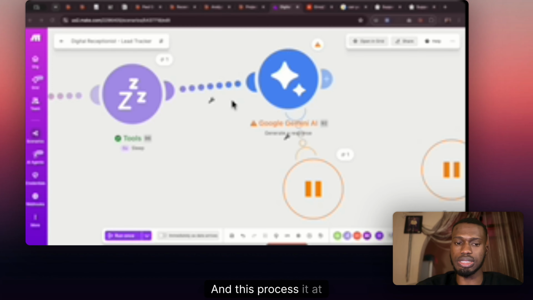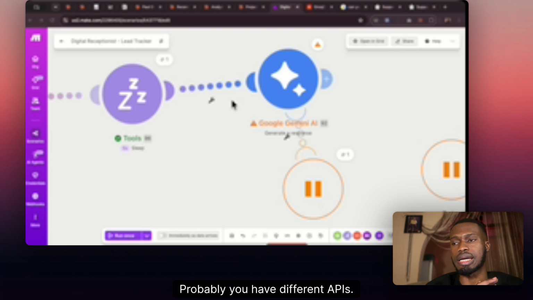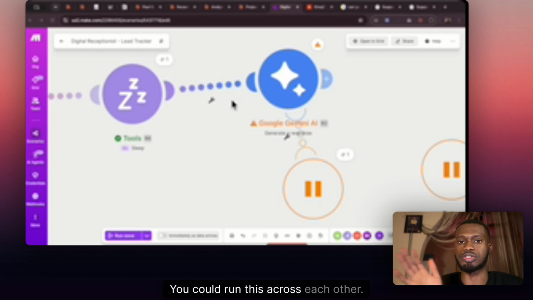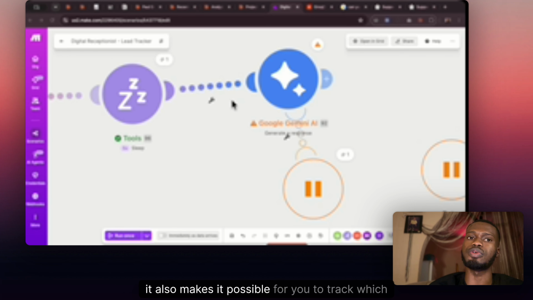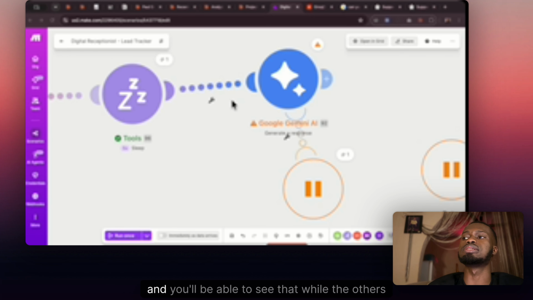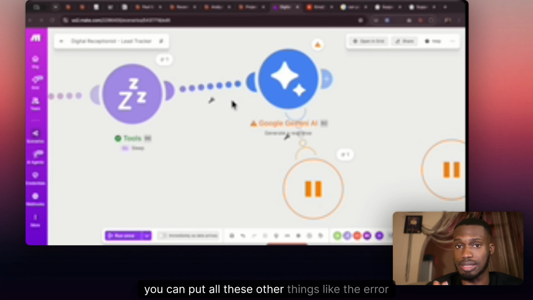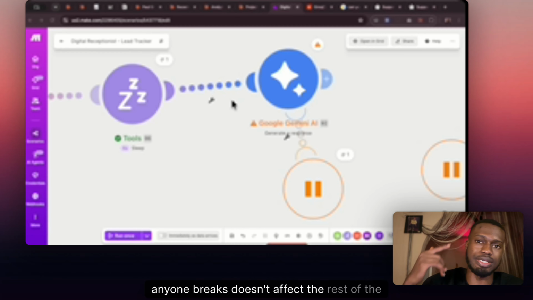And this processes at separate times. Probably you have different APIs, in this case you might have different API keys. You could run these across each other. So each time this happens, it also makes it possible for you to track which one breaks, and you'll be able to see that while the others are going to work, if any one breaks, you can put all these other things like the error handler, which is the retry, or even the sleep, inside each one of them. So in any case any one breaks, it doesn't affect the rest of the details.